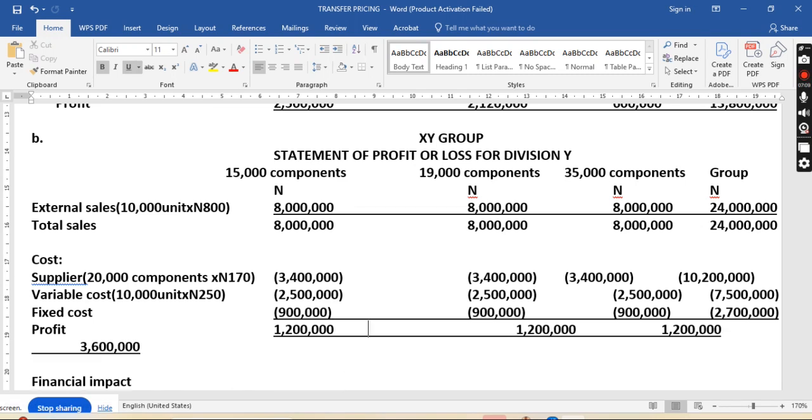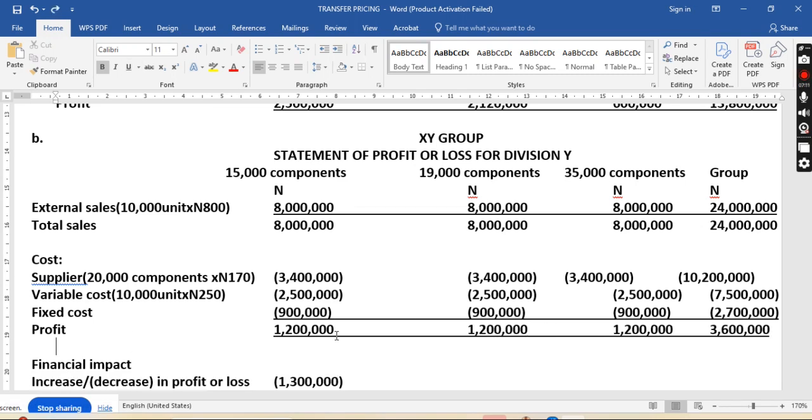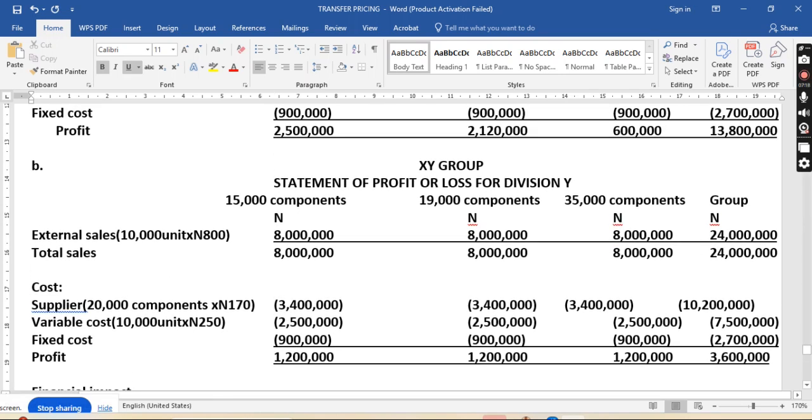So the next one is for you to compare. What is the difference between the two? 2,500 minus 1,200. What do you have?